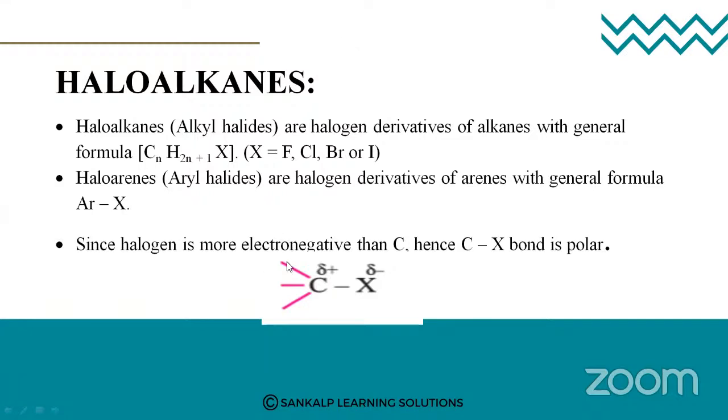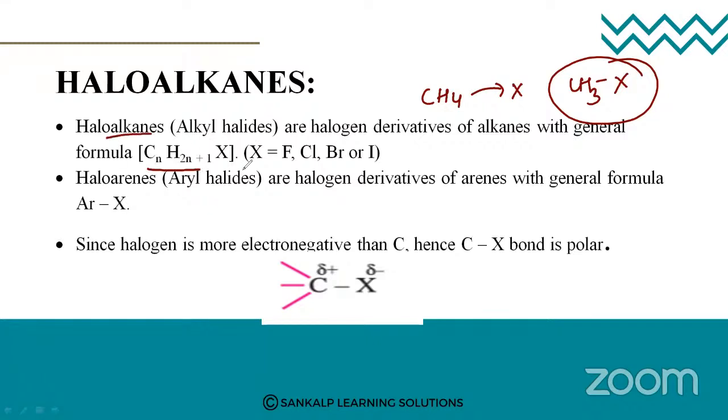For example, if I take an aliphatic hydrocarbon, CH4, that is methane. If one or more hydrogens are replaced by halogen atoms, suppose I interchange one of the hydrogens with a halogen, it will be CH3X. This results in an alkyl halide, or the halogen derivatives of alkanes. So these are haloalkanes. Remember the general formula: CnH2n+1X.